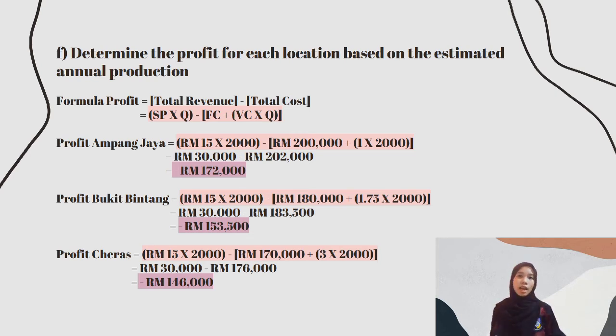As you can see on the slide, for Ampang Jaya we get RM negative 172,000, which is a loss, not a profit. Next, for Bukit Bintang, we get RM negative 153,500, which is a loss. Lastly, for Cheras, we get RM negative 146,000, which is a loss.